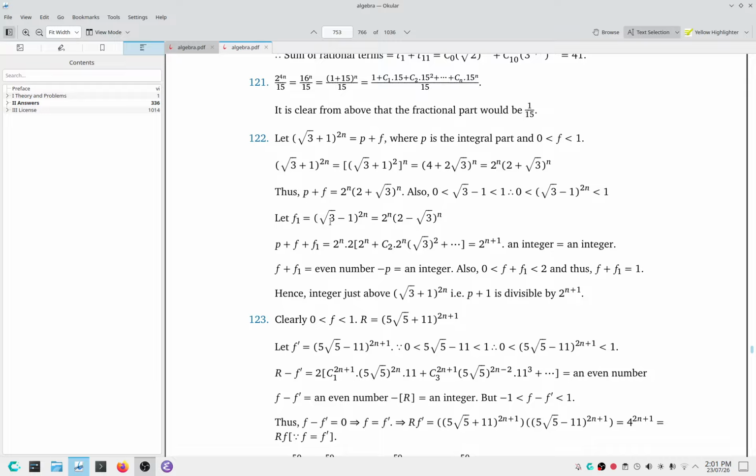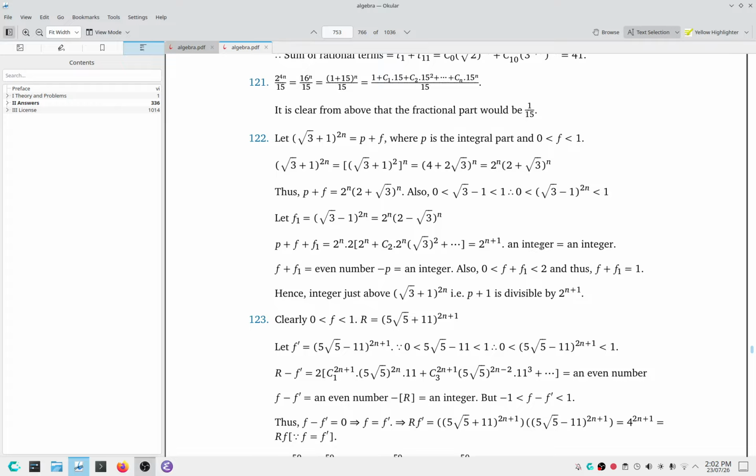So, f1 we assume to be (square root of 3 minus 1) to the power 2n, and if you square it, then you will get 3 plus 1 minus 2 root 3. So, we take out 2 outside, it becomes 2 to the power n times (2 minus square root of 3) to the power n. So, we add p plus f with f1. So what we get is 2 to the power n times 2 times (2 to the power n plus C2 into 2 to the power n square root of 3 square and so on), which is equal to 2 to the power n plus 1 into an integer.